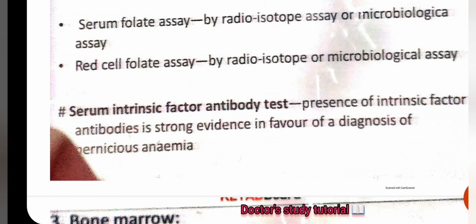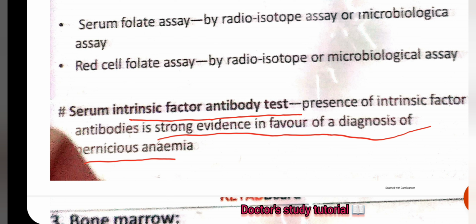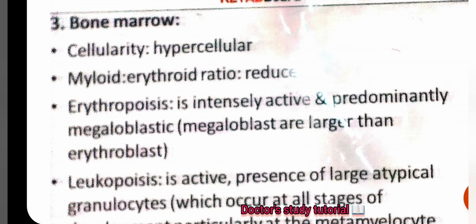Here is a note on the serum intrinsic factor antibody test. Presence of intrinsic factor antibody is strong evidence in favor of the diagnosis of pernicious anemia. অর্থাৎ serum intrinsic factor antibody টেস্টে যদি আমরা পজিটিভ পাই তাহলে সেটাকে আমরা pernicious anemia বলতে পারি, আর না হলে আমরা এটাকে megaloblastic anemia বলতে পারি. Then the bone marrow.